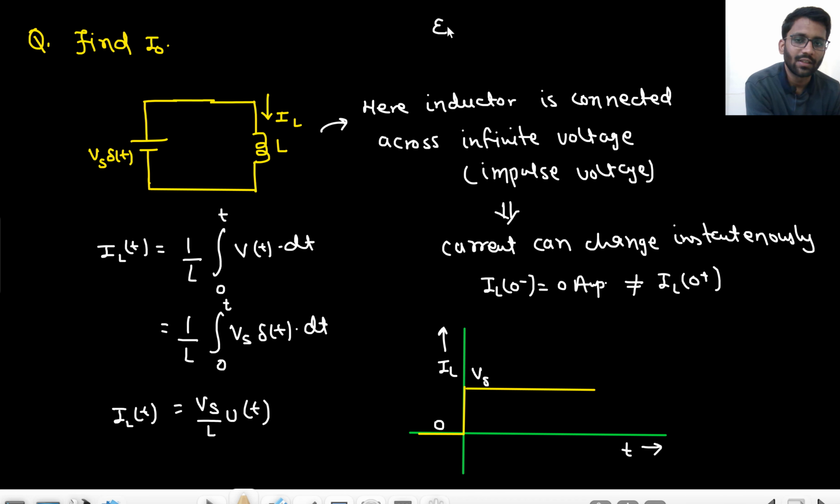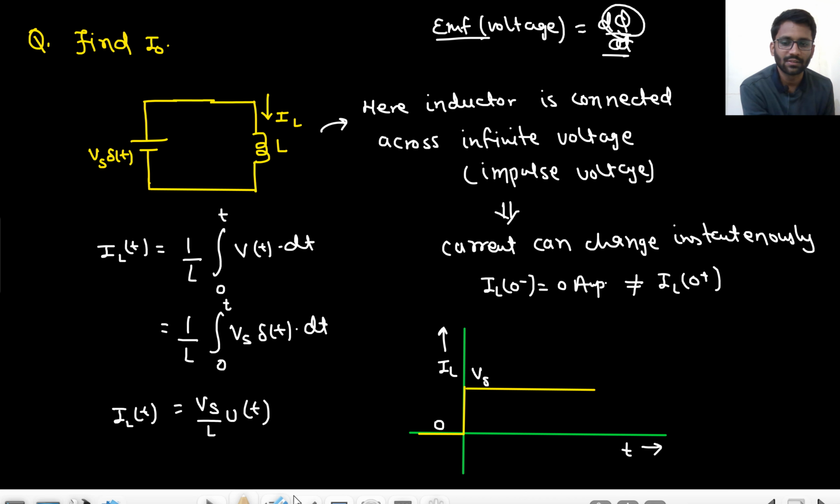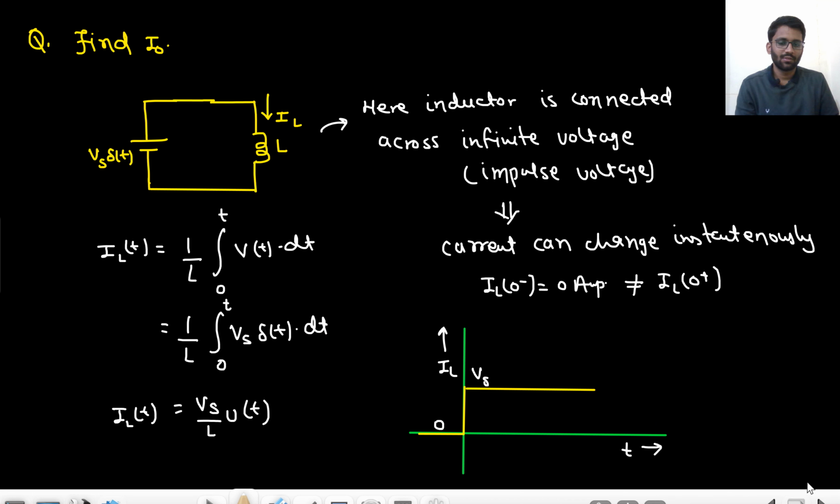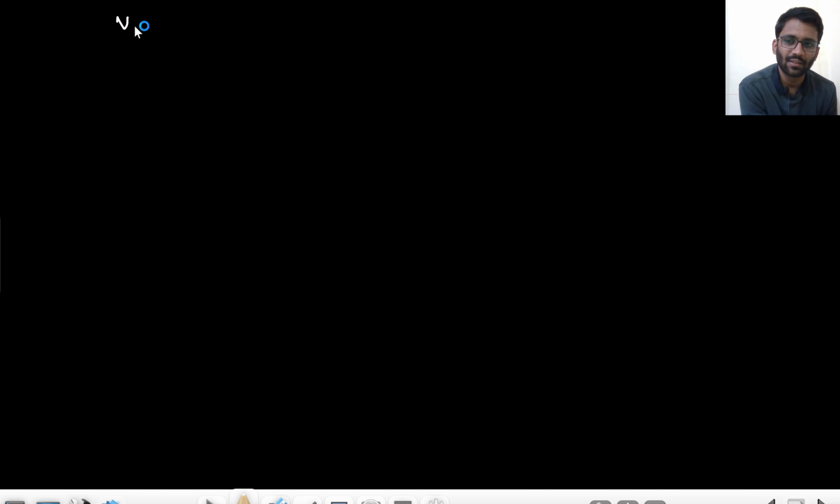EMF is voltage, right? EMF is a voltage only. What is EMF? That is d phi by dt. So voltage into time is flux, right? So this Vs is a flux. So Vs is the flux here.